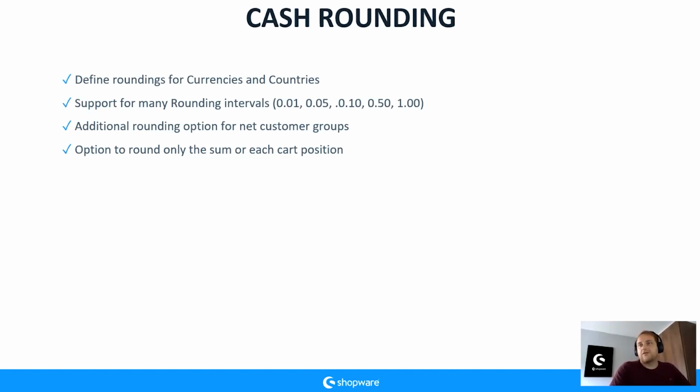Additionally, you can configure if every position in the shopping cart should be rounded or only the grand total. With these settings, many rounding specifications of different countries can be implemented. Shopware can therefore react very flexibly to all rounding requirements in the future.